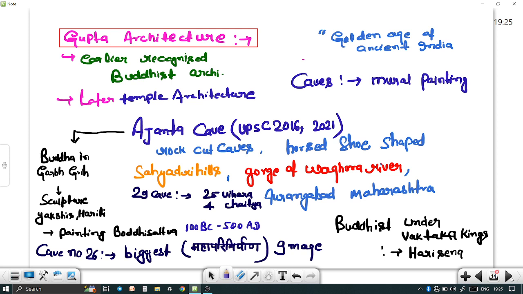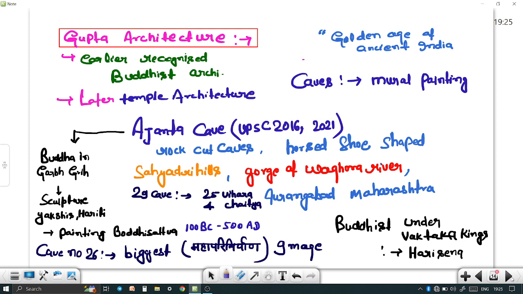Ajanta is a series of rock-cut caves all arranged in a horseshoe shape. It is located in the Sahyadri Hills by the gorge of the Waghora River in the Aurangabad district of Maharashtra. It has 29 caves in total, of which 25 are Viharas and 4 are Chaityas. The Ajanta caves were carved by Buddhist monks under the patronage of the Vakataka kings, of whom Harisena is the most prominent.